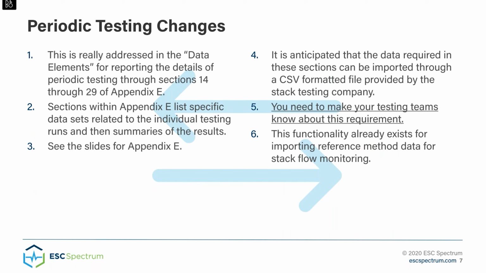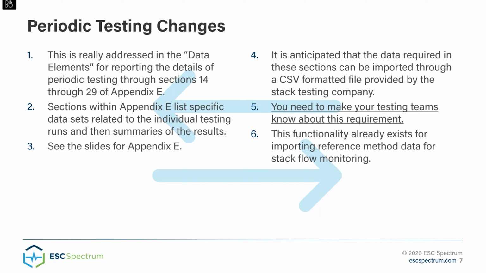Periodic testing changes. This is really addressed, like I said before, in the data elements area of Appendix E. And the results, the actual data itself and the actual results of periodic stack testing is handled through sections 14 through 29 of Appendix E. And we'll talk about these a little bit more in detail in a few minutes.